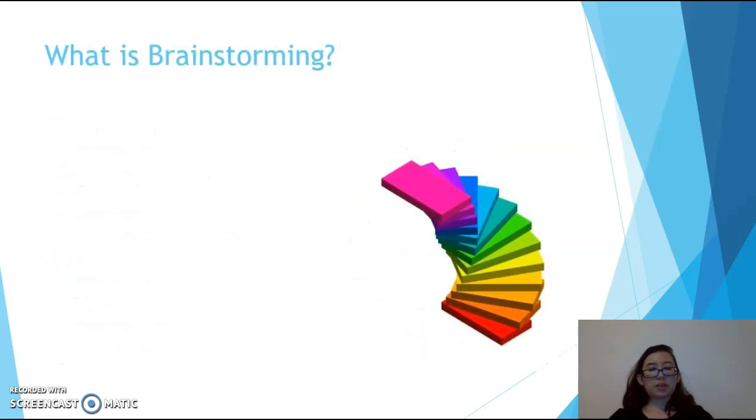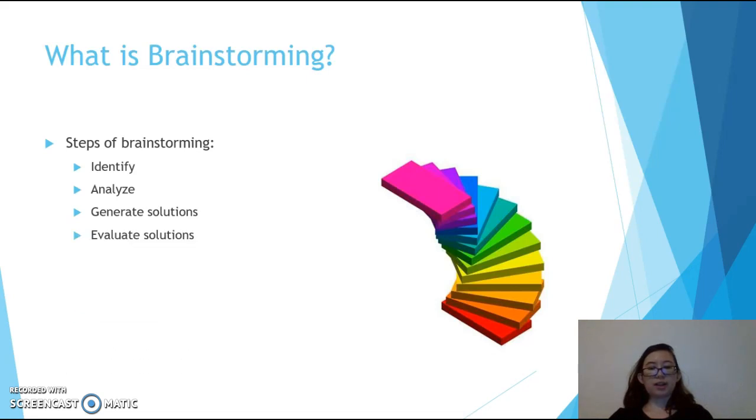Now, there are 6 steps of brainstorming. The first of them is to identify the problem. Next, you want to analyze the problem. From there, you will generate the solutions, and then you will evaluate solutions and select the best solutions or combination of solutions. Then, you will test and implement these solutions.